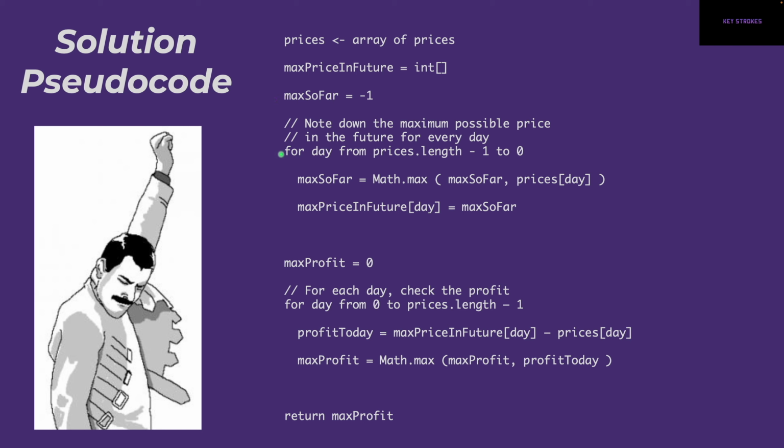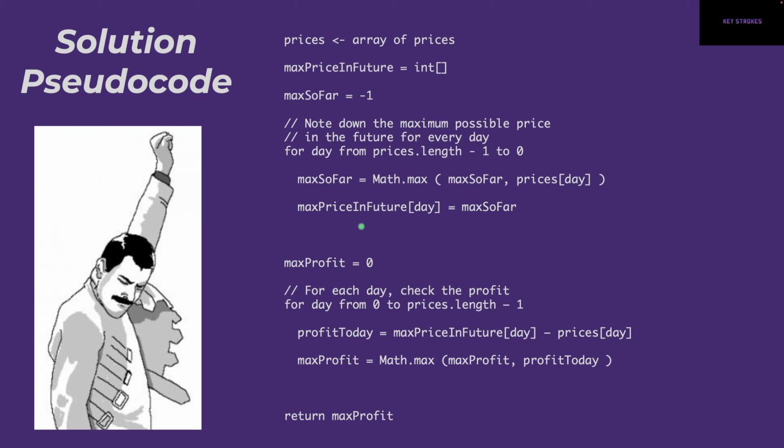Now we start our loop. We start from the end of the prices array and go all the way to the 0th index, and we run it from the end because we need to know the maximum possible value in the future. So it's always better to start from the farthest known price that we have. Then we update the maximum we have seen so far by using math.max on what the max is so far and the price for that day. And then we update our max price in future for that day to the max we have seen so far.